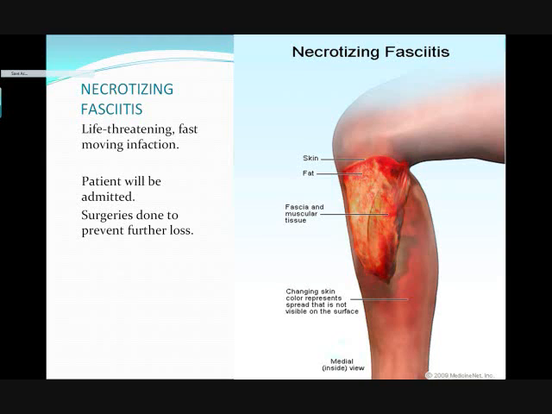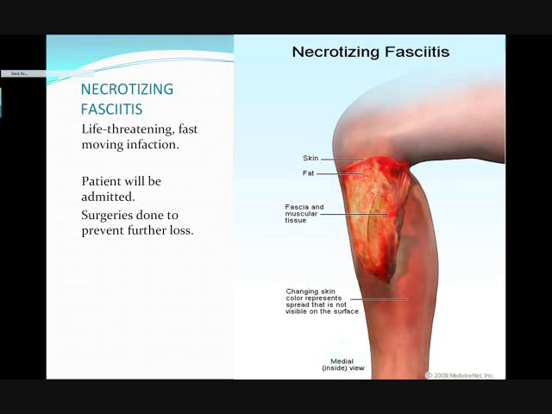And the last infectious skin condition is necrotizing fasciitis. Necrotizing means dead tissue. It's also known as flesh-eating disease. It's life-threatening. It's a fast-moving infarction, lack of oxygen, dead tissue, blood. The patient will be admitted. Surgery will be done to prevent further loss of the skin.